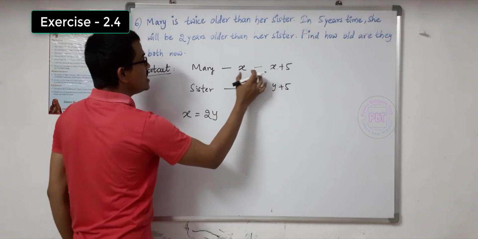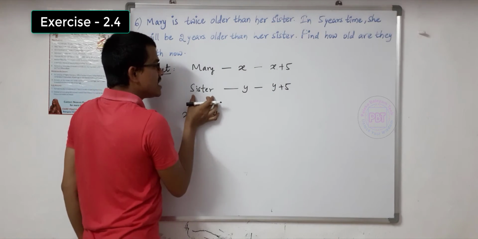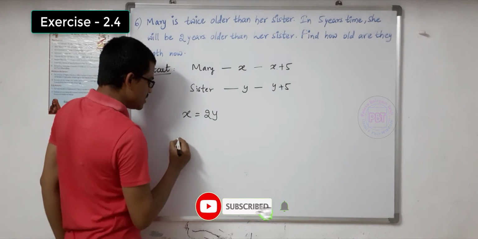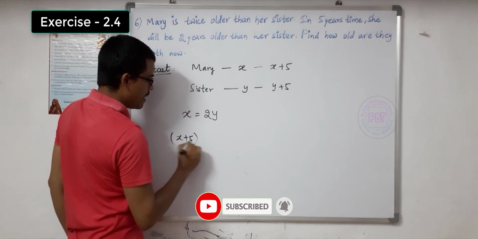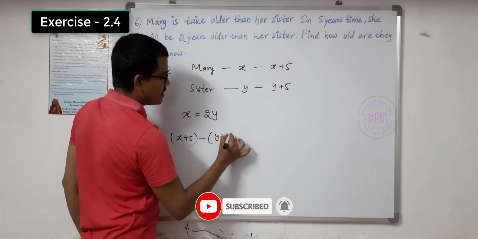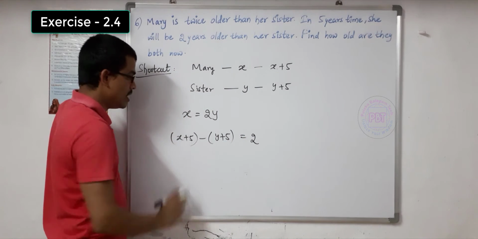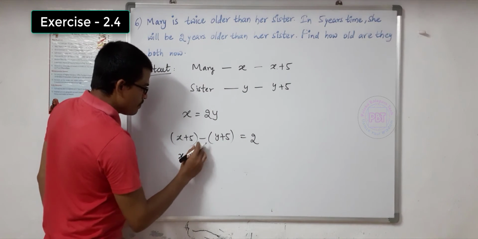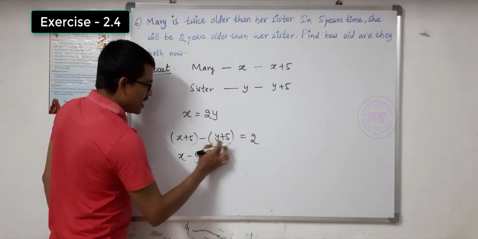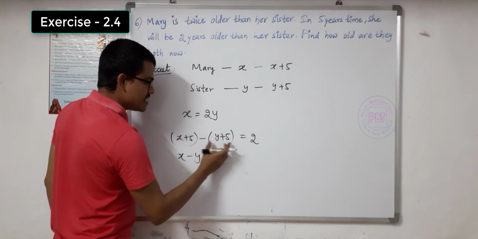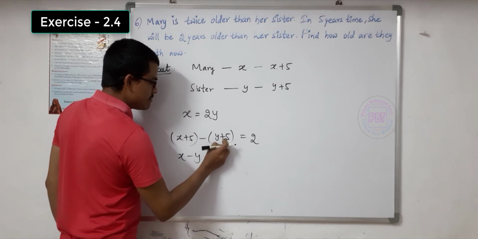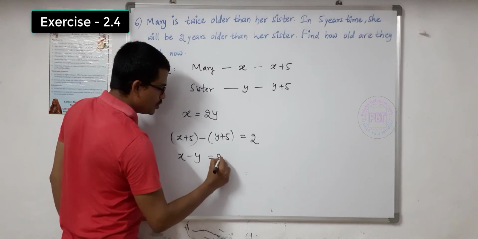Here in these two, who is elder? Mary is elder, her sister is younger. So x plus 5 minus of y plus 5. The difference between these two ages is given as 2 in the question. Now simplify it. x minus y plus 5 minus 5 is 0. Why? Because minus is multiplied inside. So minus into plus, minus 5 plus 5 is 0. That equals 2 you will get.